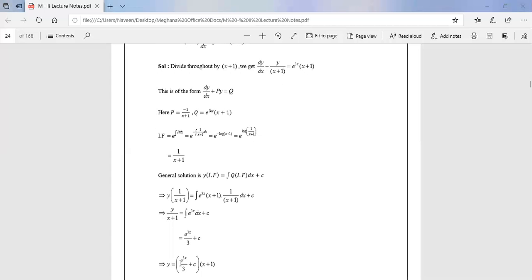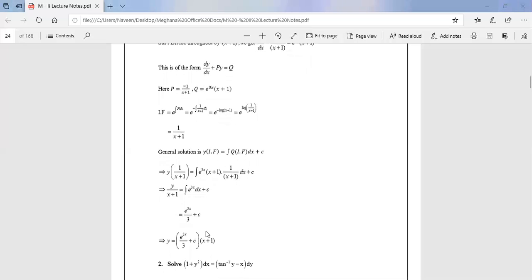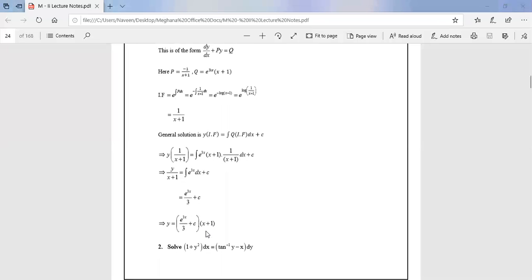Okay, on cross multiplying this, we get y is equal to e power 3x by 3 plus c into x plus 1. This is the general solution of the given differential equation, which is in the form dy by dx plus p of x into y is equal to q of x.